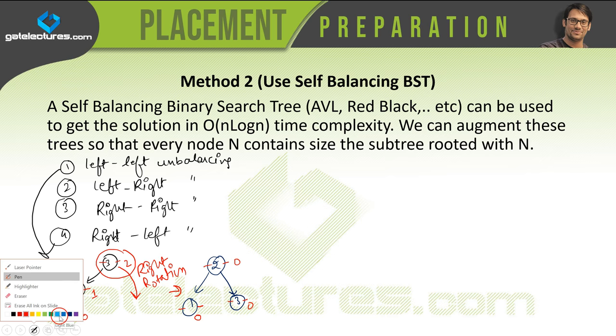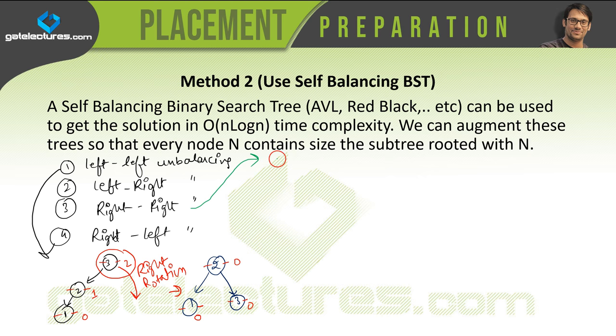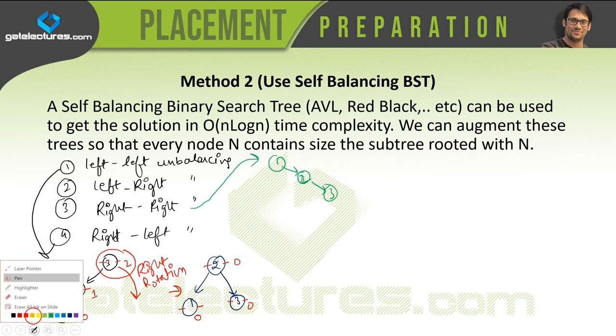In the same way, for the second case, actually, I should discuss the third case before the second case because these two cases are easy. So the third case, the right unbalancing, is similar, where we have the nodes something like this, 1, 2 and 3. Now because of this, these nodes are unbalanced. Why? Because the balance factor of this node is 0, the balance factor of this node is minus 1 and the balance factor of this node is minus 2, height of left subtree minus height of right subtree.